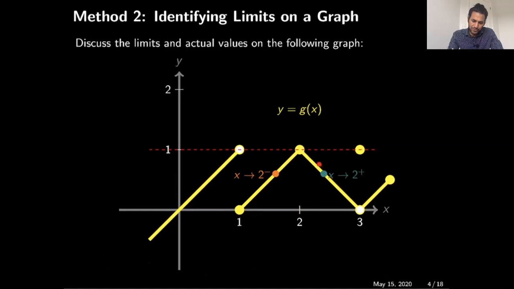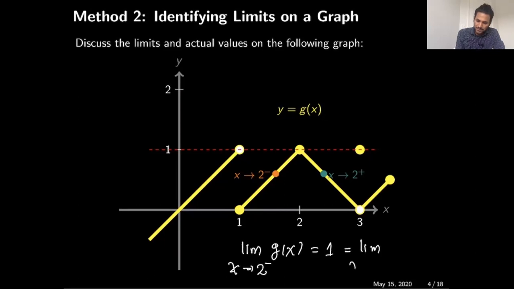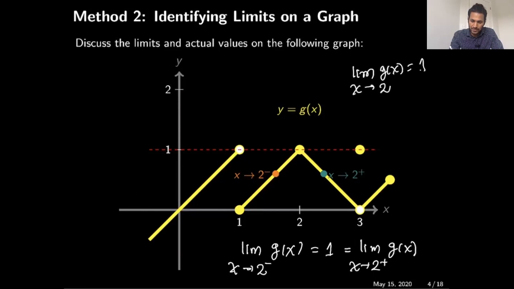And if I'm approaching 2 on the right, the graph of the function is again approaching 1. So the left limit is equal to the right limit. So the limit as x approaches 2 from the left of the function g(x) is equal to 1, which is also the limit as x approaches 2 of g(x). Since the left side and right side are equal, the two-sided limit as x approaches 2 of the function g(x) is equal to 1, whatever the common value of the limit is.